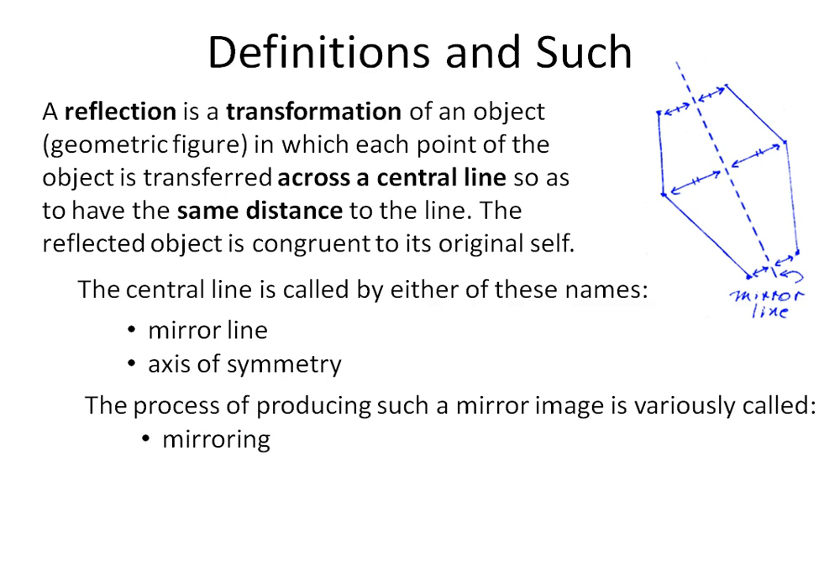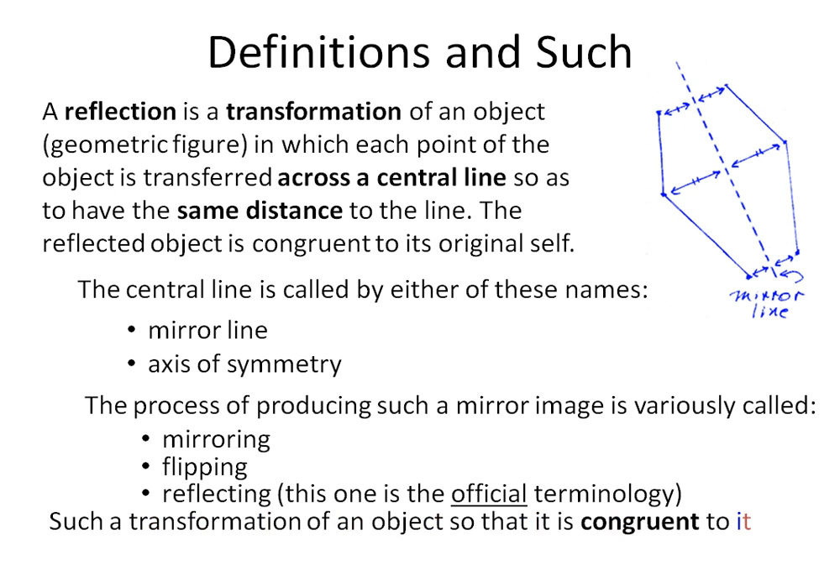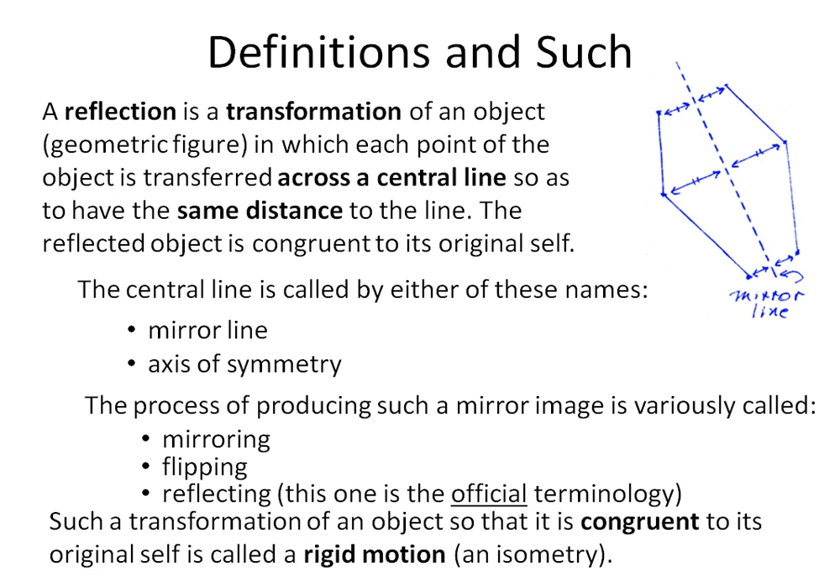The process of producing such a mirror image can be called any of these: mirroring, flipping, reflecting. This one is the official terminology. So when you see this, you should refer to it as a reflection. Such a transformation of an object so that it is congruent to its original self is called a rigid motion, which is what we talked about yesterday. Once again, this is called an isometry.